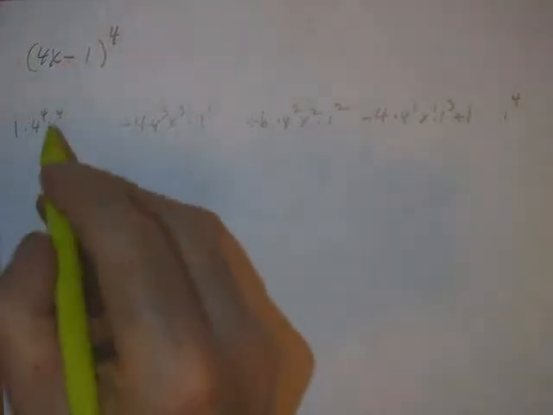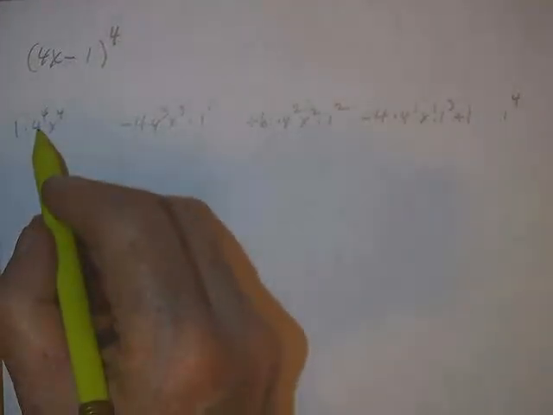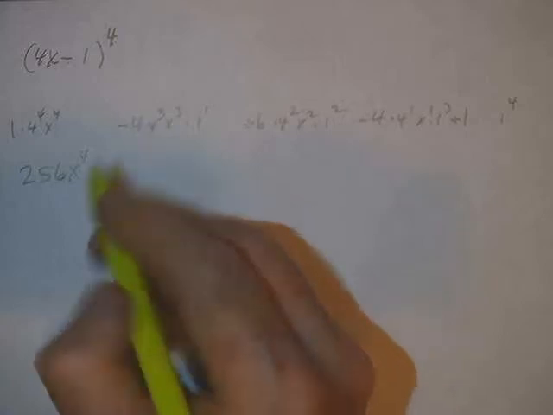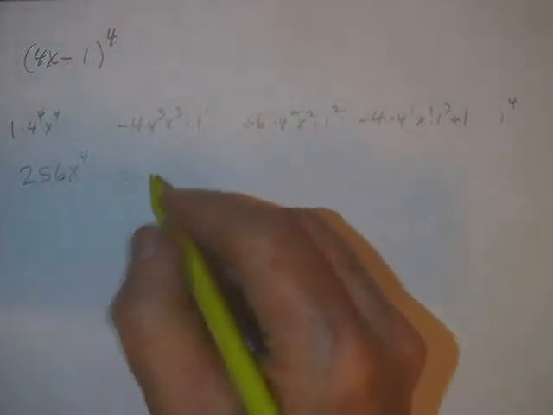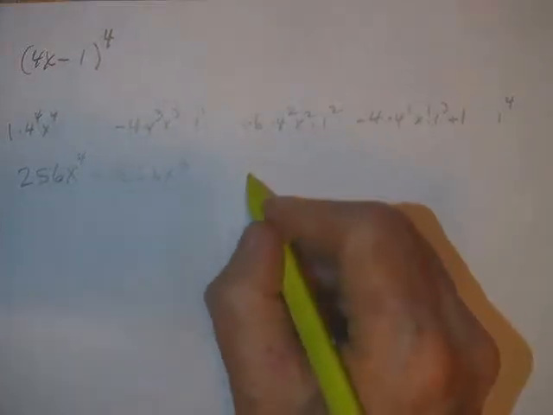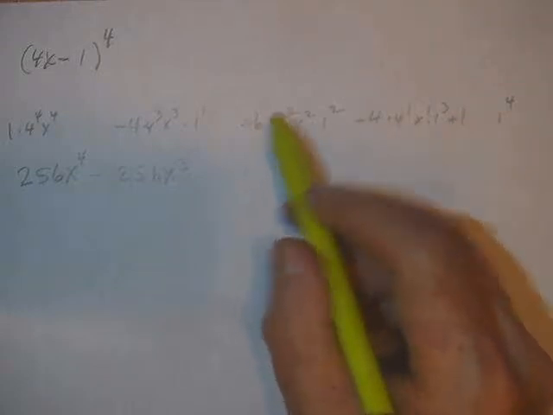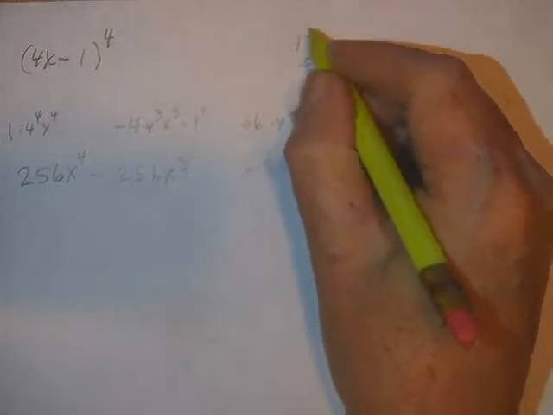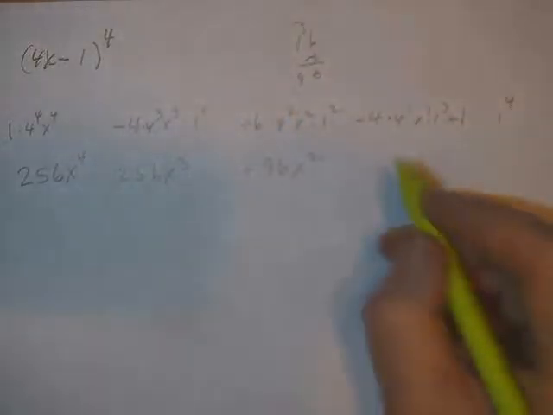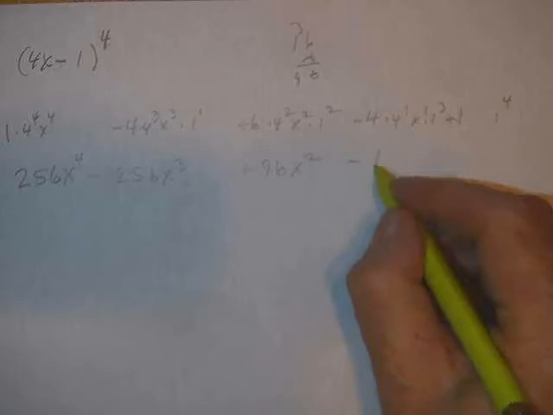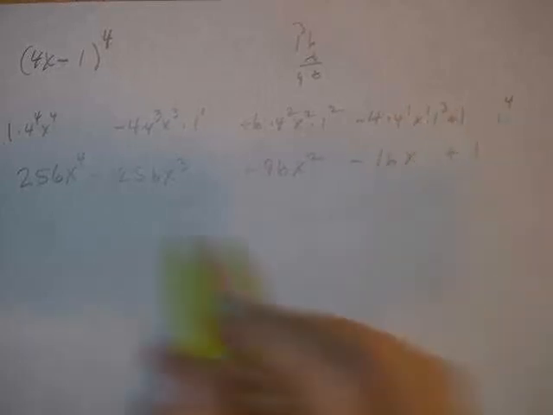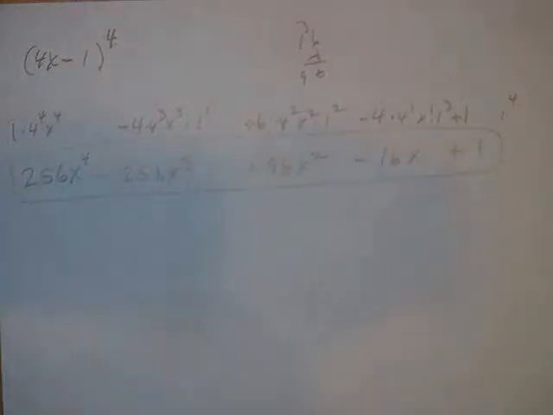Now let's figure this out. 4 times 4 is 16. 16 squared, 256. 4 fours. This one's the same. Let's see, that's 16 times 6. That sounds like 96 to me. Down here I've got 4 times 4, 16, x. 1 cubed is 1. These ones aren't changing things. Bingo, I'm done.